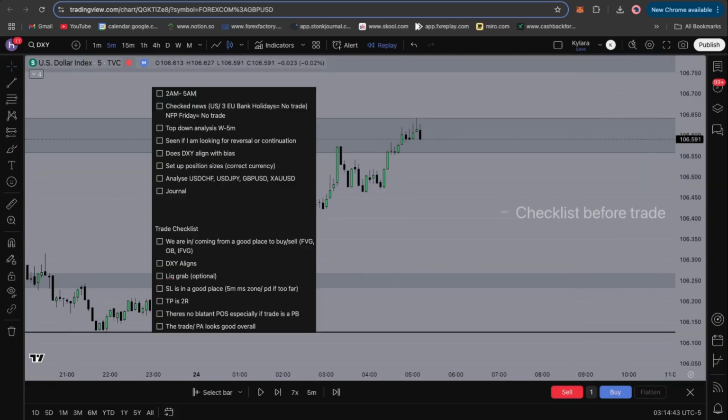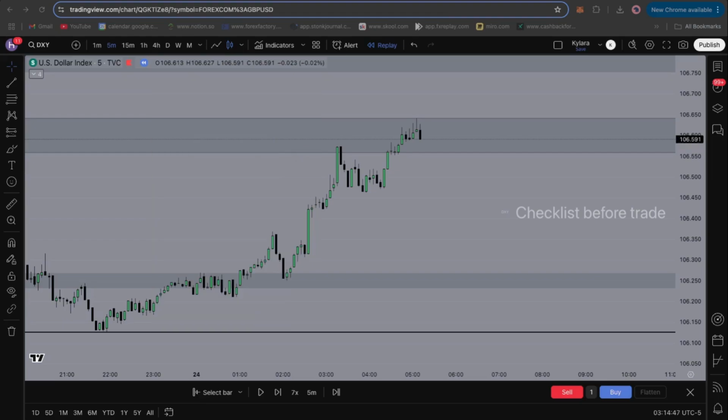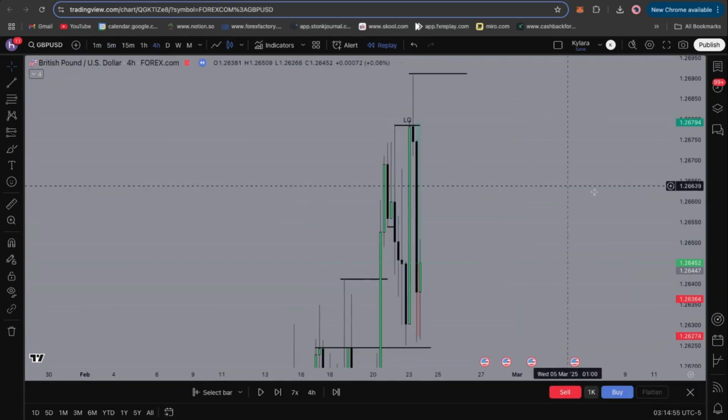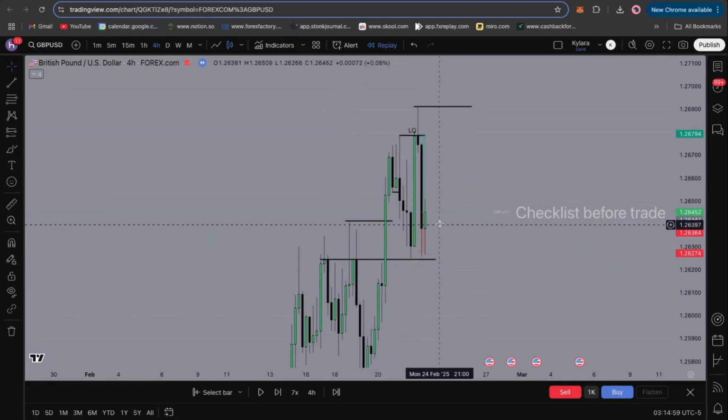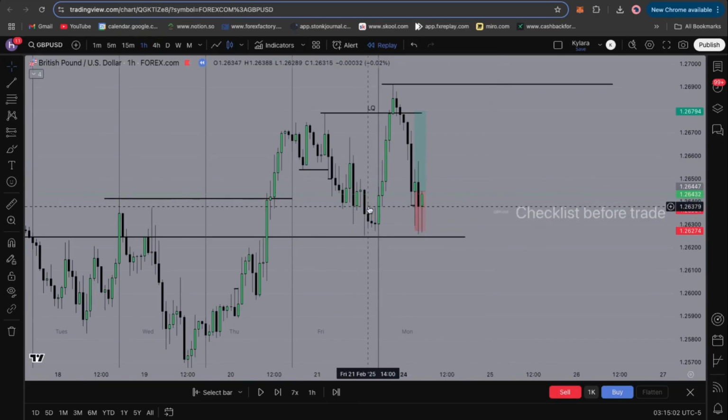So I'll input a picture of my checklist here, but there's two rules. One, the trade and price action overall has to look good, and I would say it did look pretty good. We came back into this low, we had this order block here. It was overall, I would say, pretty decent.